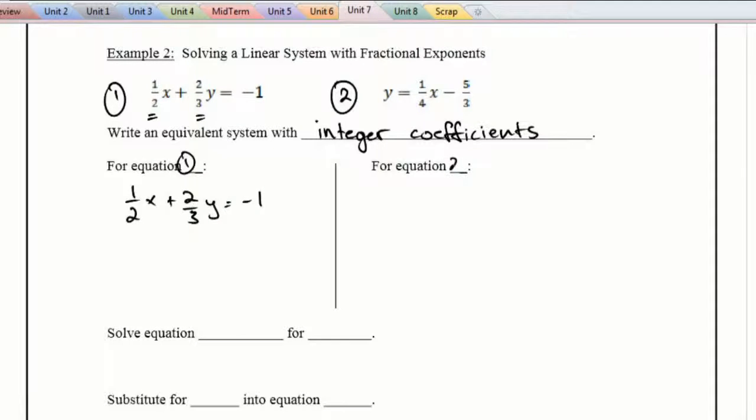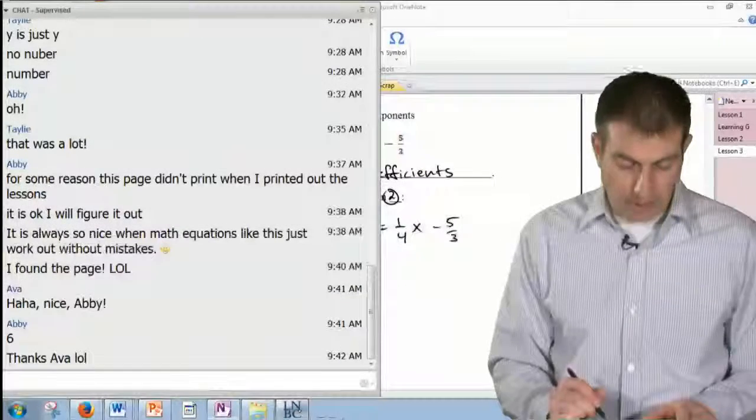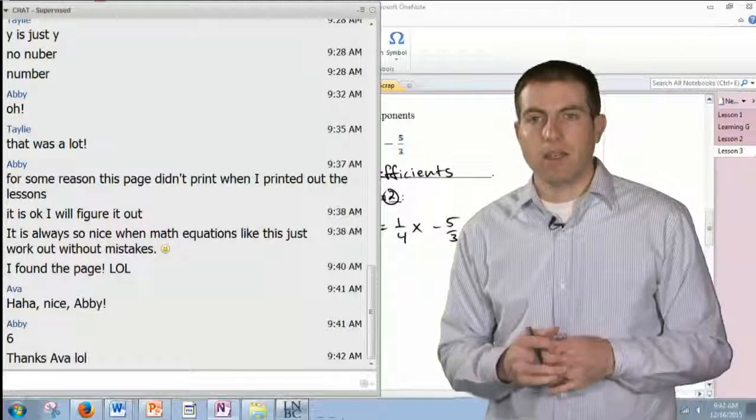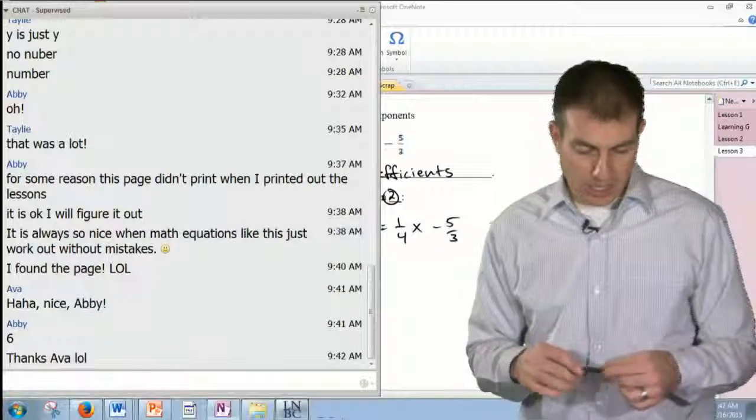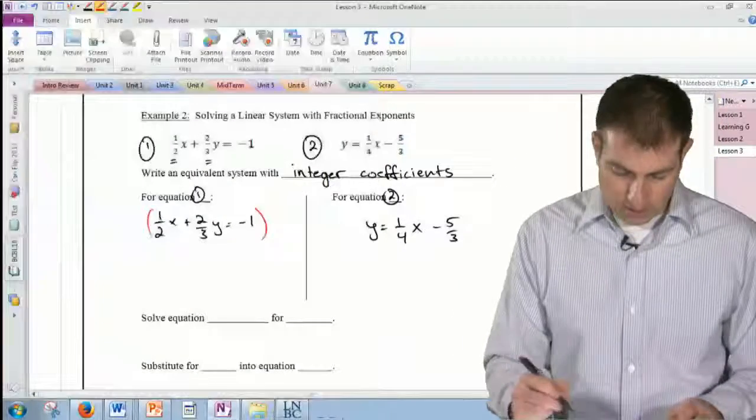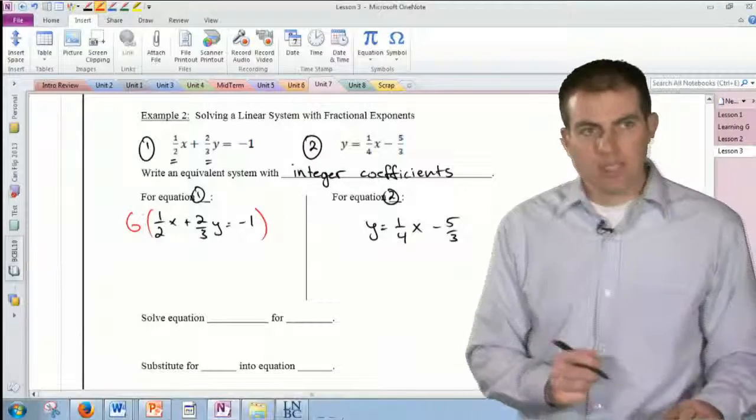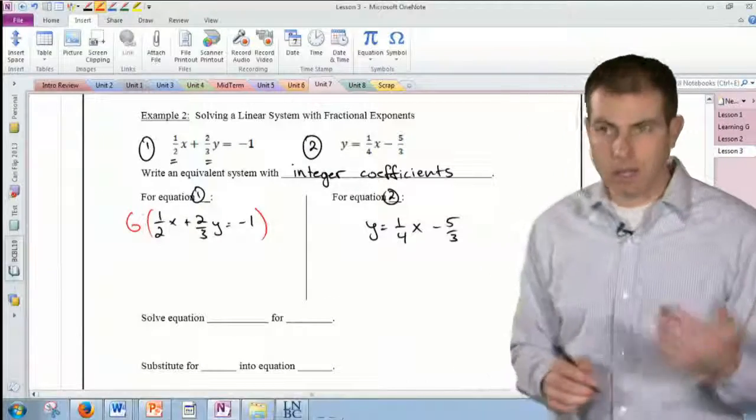And then same thing for the second equation. We're looking for the least common multiple of 4 and 3. What's the least common multiple of those guys? So let's start with the first one here. What can I multiply everything by to get rid of the denominators there? And Ava is on it. Abby has found her page and given the correct lowest common multiple. So if I multiply everything by 6, that's going to get rid of all of my fractions.